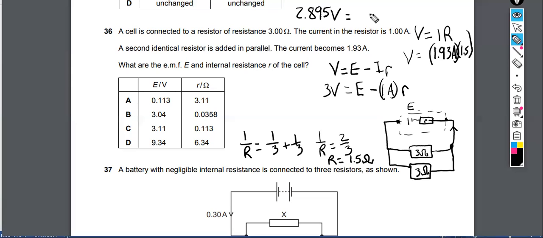Equals, EMF is the same. The current is 1.93 amps now, right? They tell us that. So E minus I, and we still don't know lowercase r. But what we do have now is a system of equations with two unknowns.